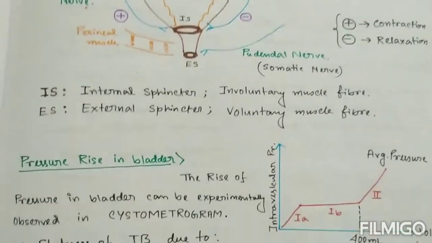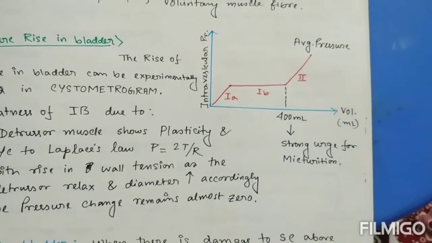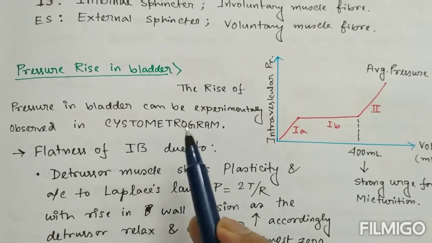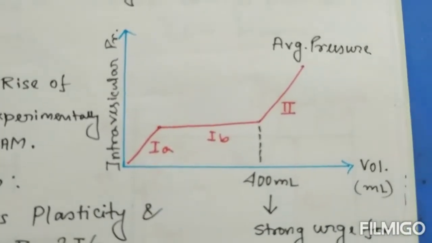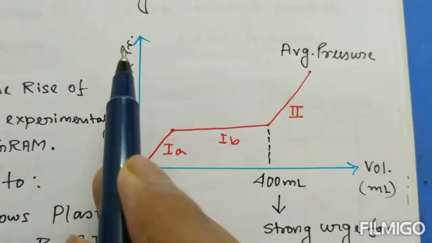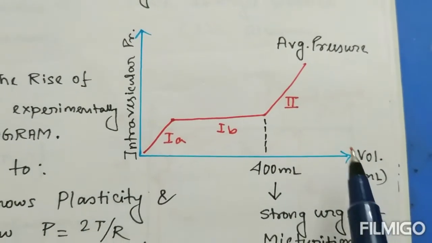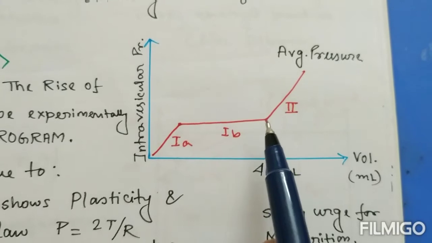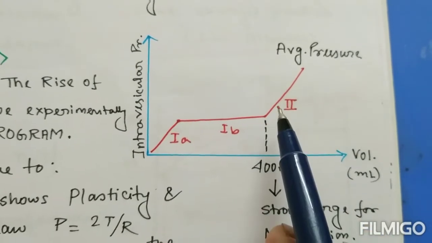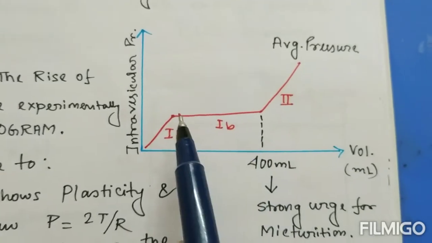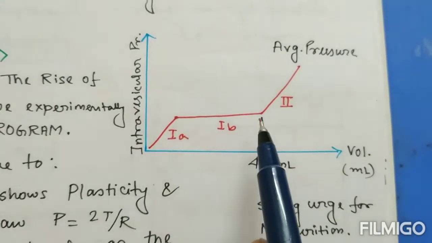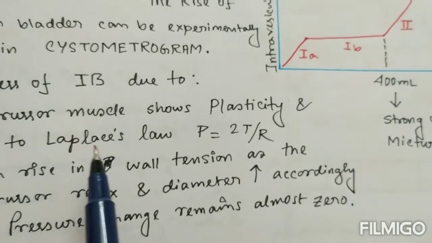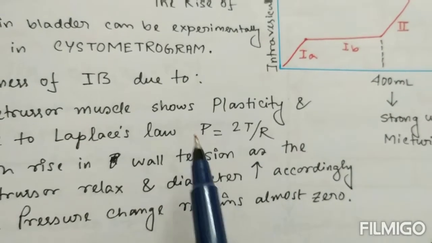Now coming to another topic, that is pressure rise in the bladder. The rise of pressure in the bladder can be experimentally observed in a cystometrogram, and here is the graph. The y-axis denotes intravesicular pressure change and the x-axis denotes volume change. With volume change, pressure should rise, and 1A and 2 show that property, but there is a flatness in 1B, and the reason behind 1B can be explained with the help of Laplace's law. From Laplace's law, we know P equals 2T by R.